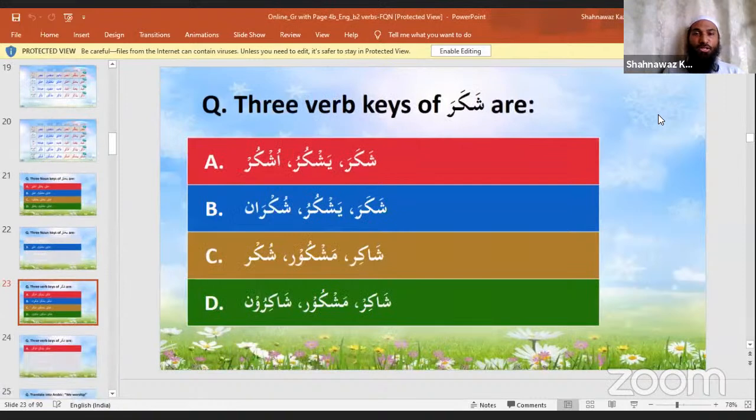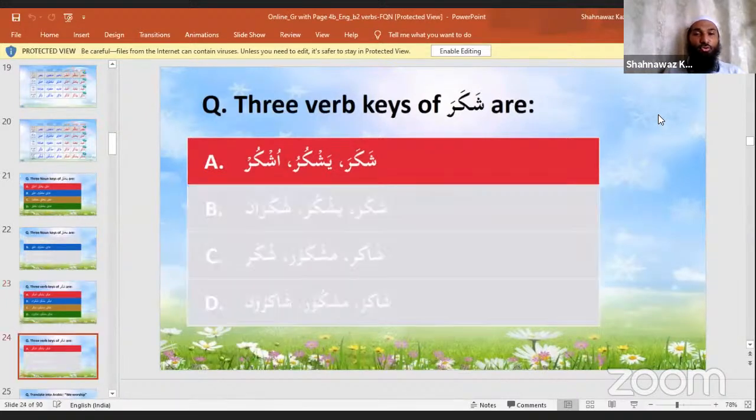Simple. Shakara, same thing we do. We want the verbs now. So past tense, present tense, and command in order. Shakara, yashkuru, ushkur. Shukran is a noun, followed by verbs. Shakir, mashkur, shukr is going to be nouns. Shakir, mashkur, shakirun is again nouns. So it is shakara, yashkuru, and ushkur.